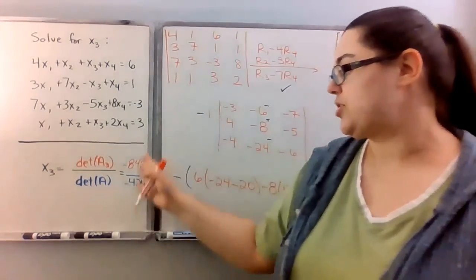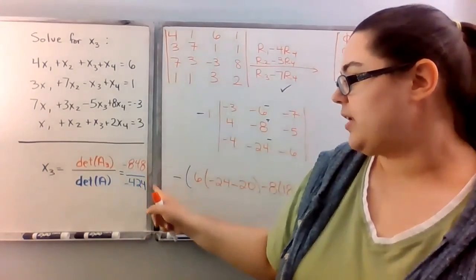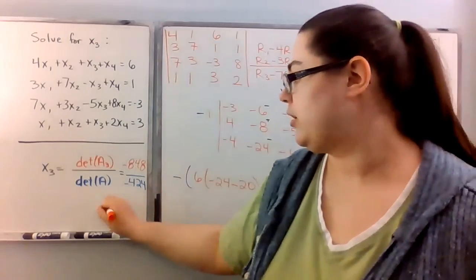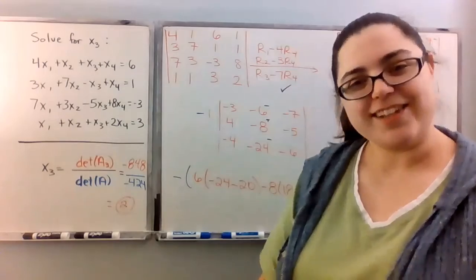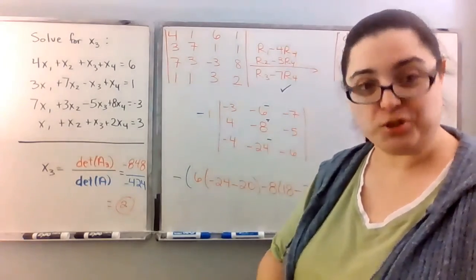To finish up this problem, we just have to divide. So negative 848 divided by negative 424 is going to give me 2. All of that delightfully wonderful work for 2.